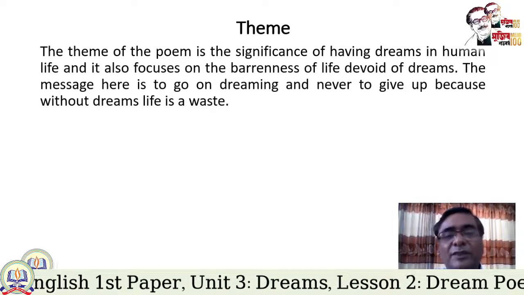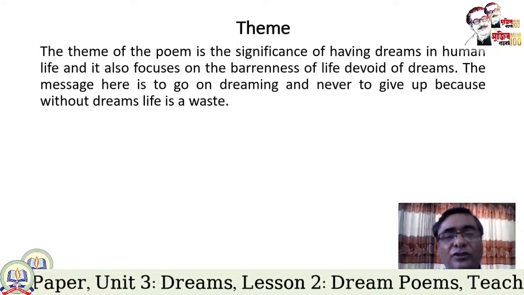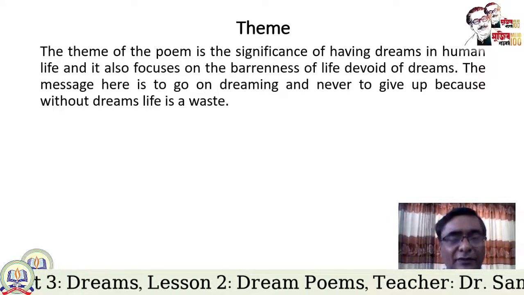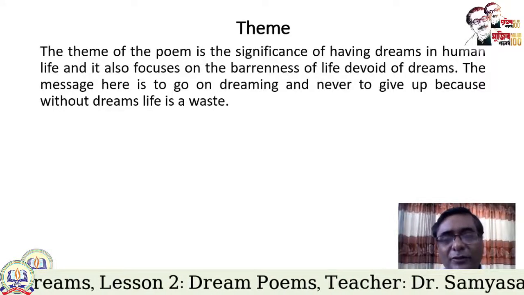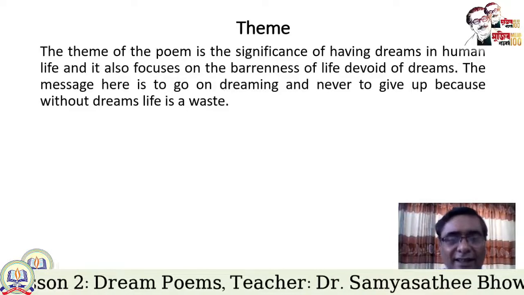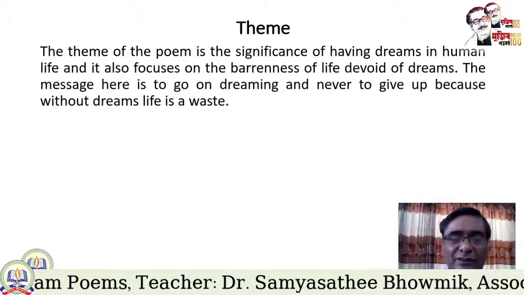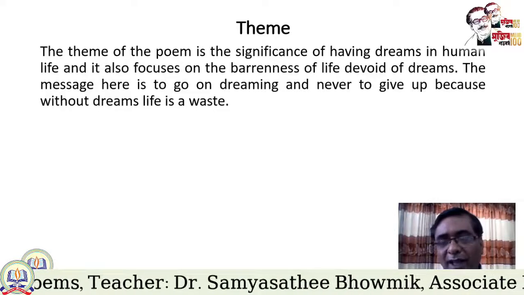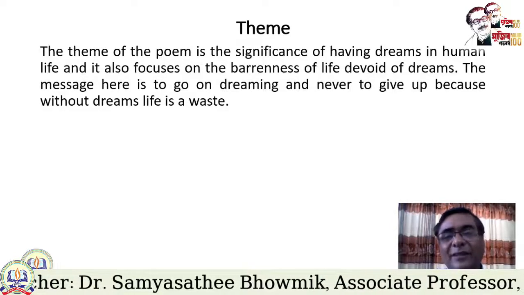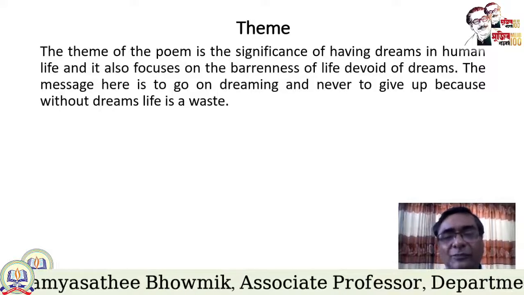The theme of the poem is the significance of having dreams in human life, and it also focuses on the barrenness of life devoid of dreams. So theme is something where you have to tell the main idea in the first sentence, and that sentence is most important, and that is basically the soul of the theme, and the rest of the sentences are just the extension of the main idea or just the addition of some supporting ideas, nothing more than that.